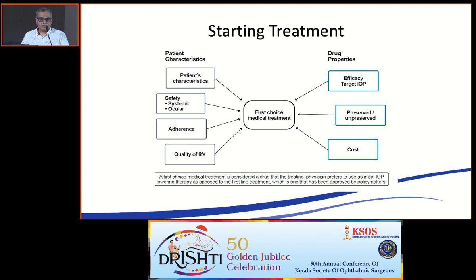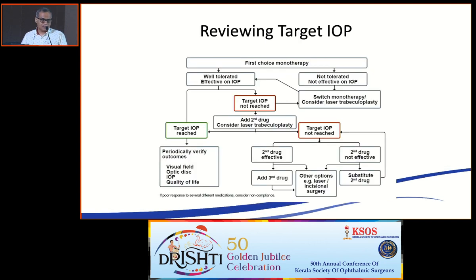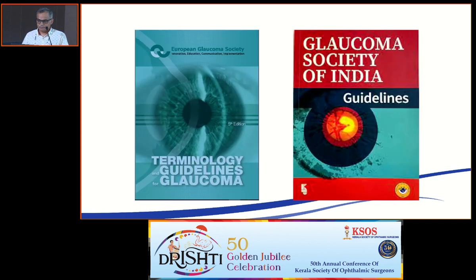So finally, when you start the treatment, you have to keep in mind the patient characteristics and the drug properties. And once you select a drug, you follow up the patient and find if the target IOP is being achieved. If not, you can probably add a new drug or substitute and make sure that the target IOP is reached.